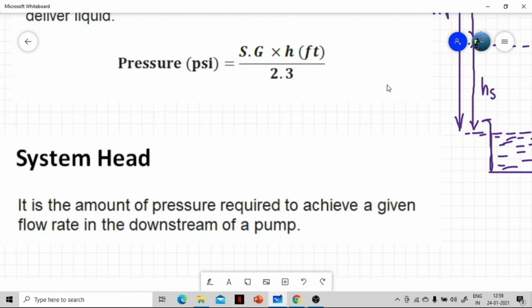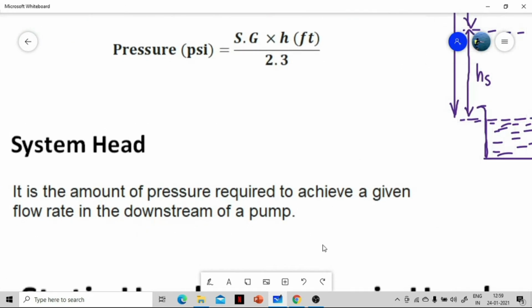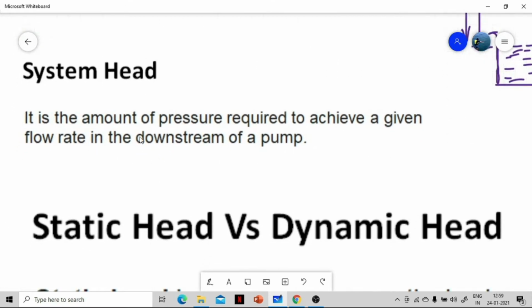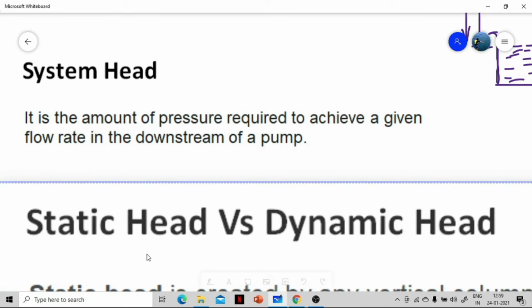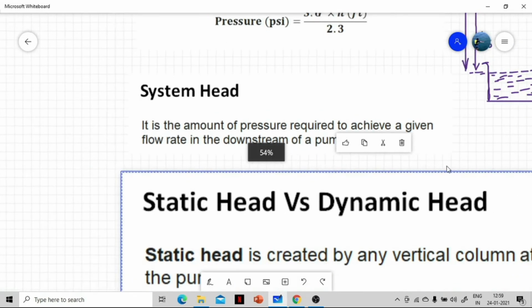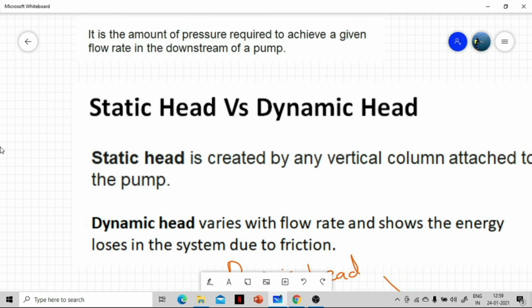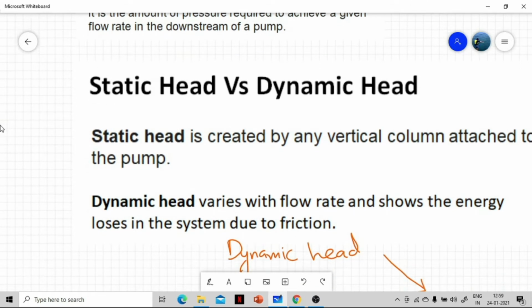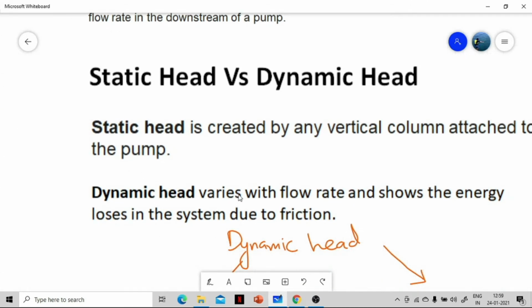Now let's move to the system head. What is it? It is the amount of pressure which is required to achieve a given flow rate downstream of a pump. System head is further classified into two different regimes. One is static head and the other one is dynamic head.